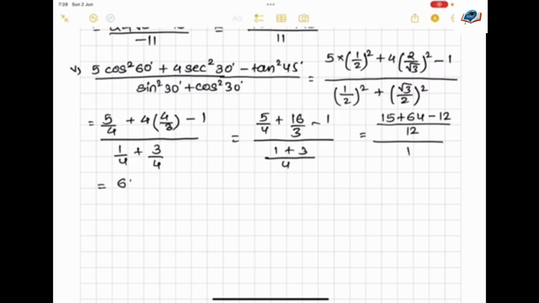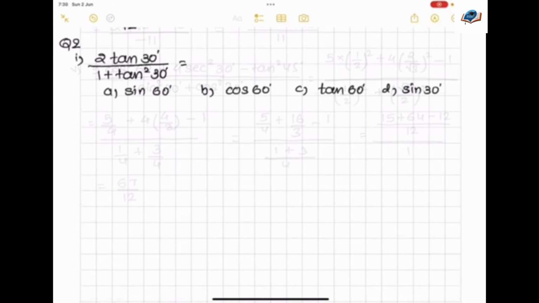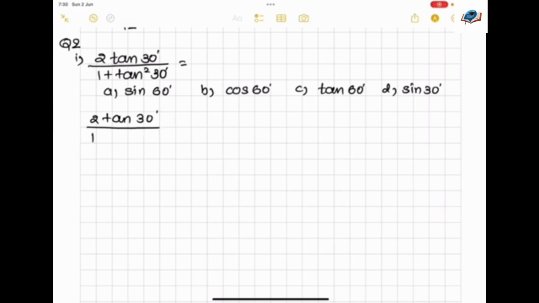So that will be 67 upon 12. Now question 2, first one says 2 tan 30 whole upon 1 plus tan square 30 degree will be equal to sin 60, cos 60, tan 60 or sin 30. You have to find the correct alternative. So 2 tan 30 upon 1 plus tan square 30, let us put the value and check.